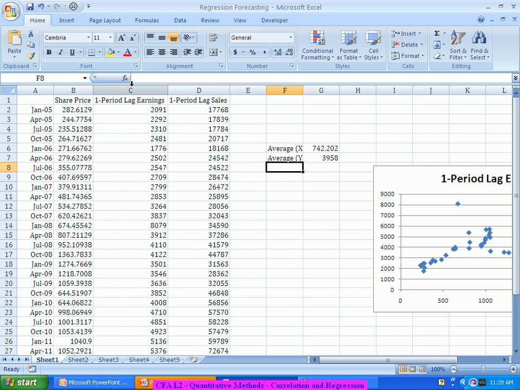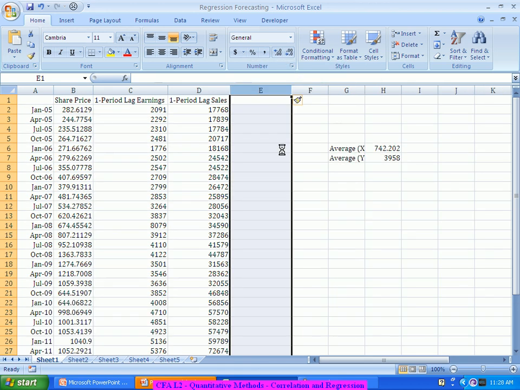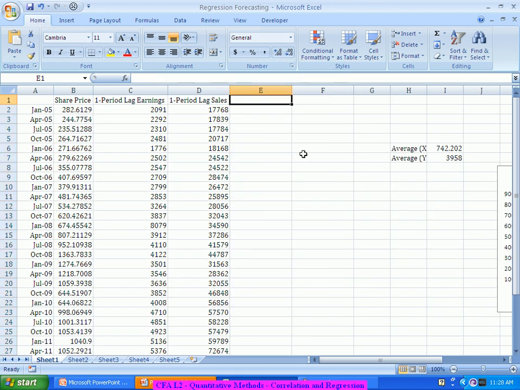Now I want to find out x minus x bar into y minus y bar, divided by n minus 1. Going with it, x minus the average of x. Then I'm taking y minus the average of y. So here, every element of x minus the average of x. This is what I do.